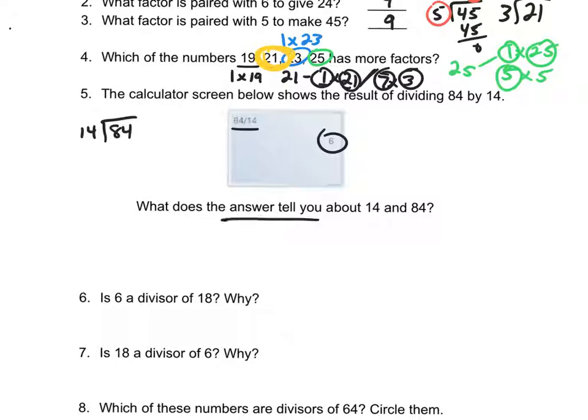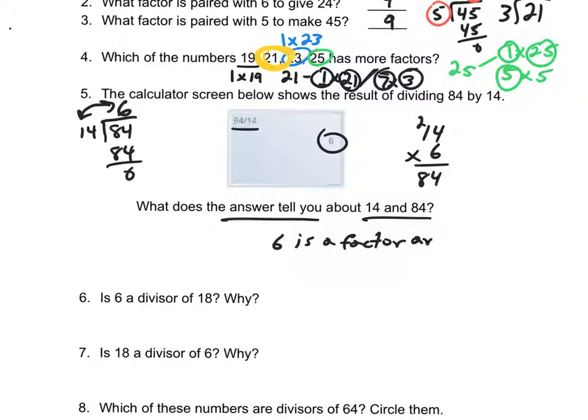What does the answer tell you about 14 and 84? Well, the 6 tells us that 14 times 6, or 84 divided by 14, which is the same, will give you 84. 6 times 4 is 24. 6 times 1 plus 2 is 84. So it goes in there evenly. So it tells us that 6 is a factor and a divisor of 84. I'm going pretty quickly here.